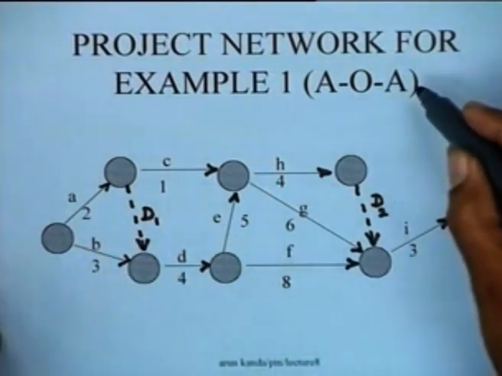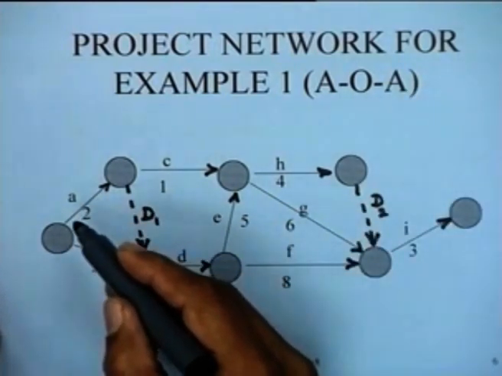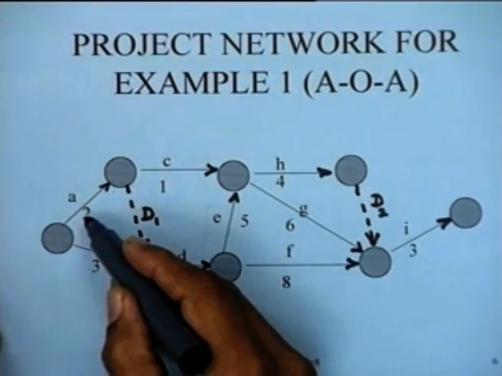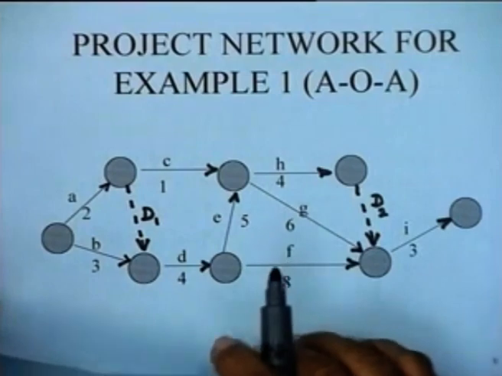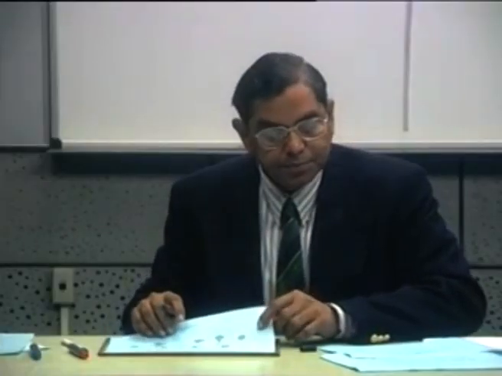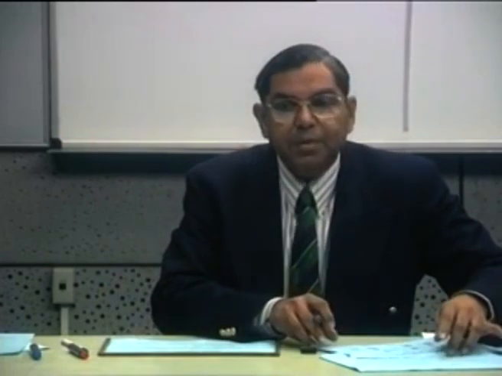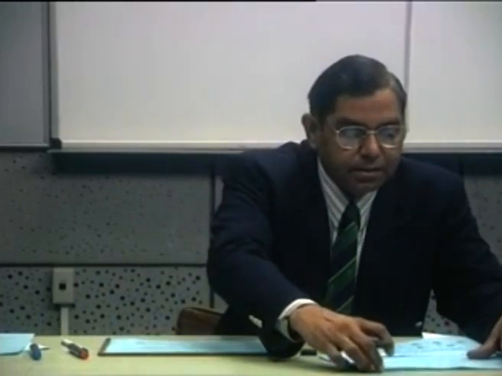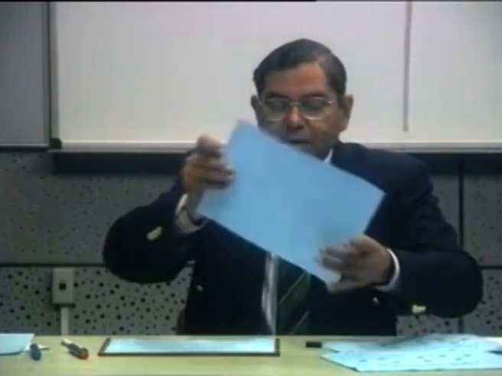Notice that in the AOA representation, it is the arcs which represent the activities, and the durations of the activities are shown adjacent to the arcs in this particular case here. Now, in this particular example, our objective is primarily to determine the critical path.